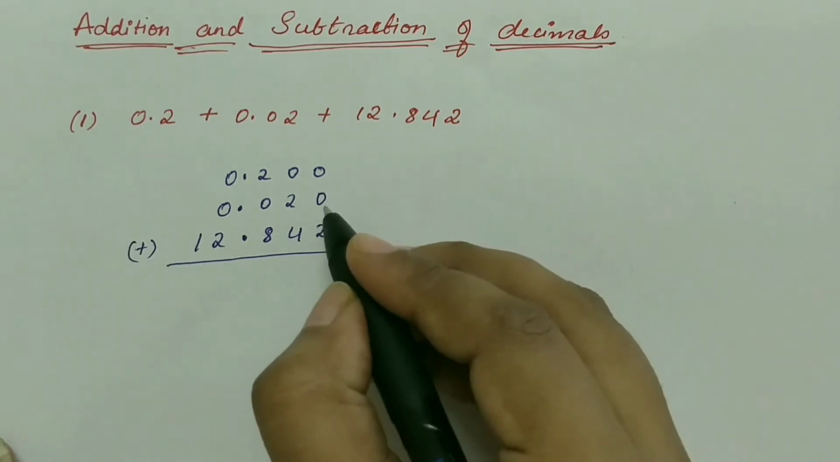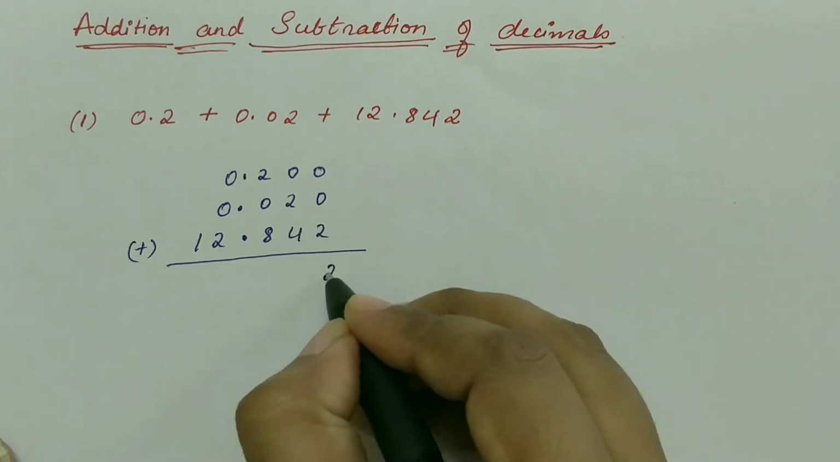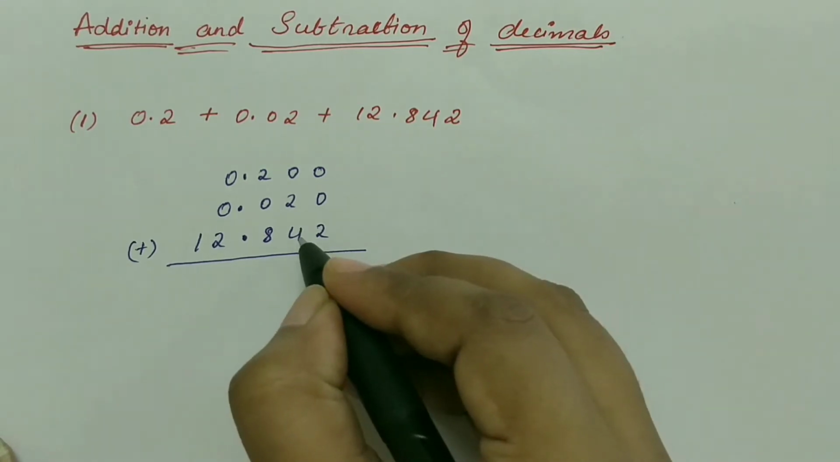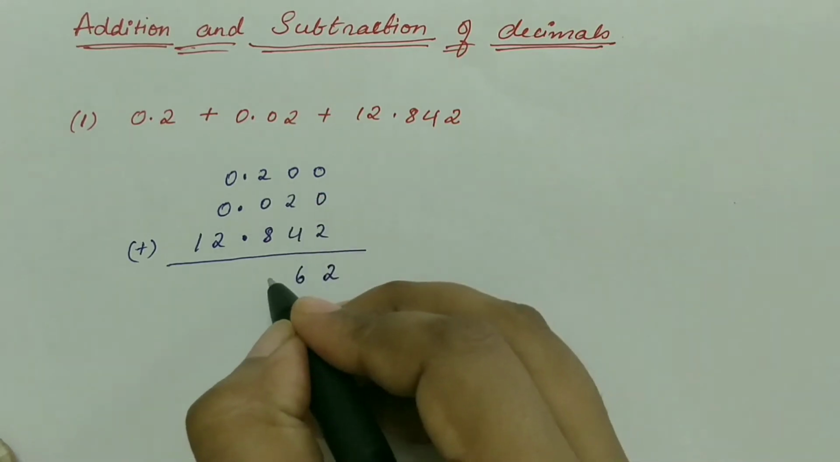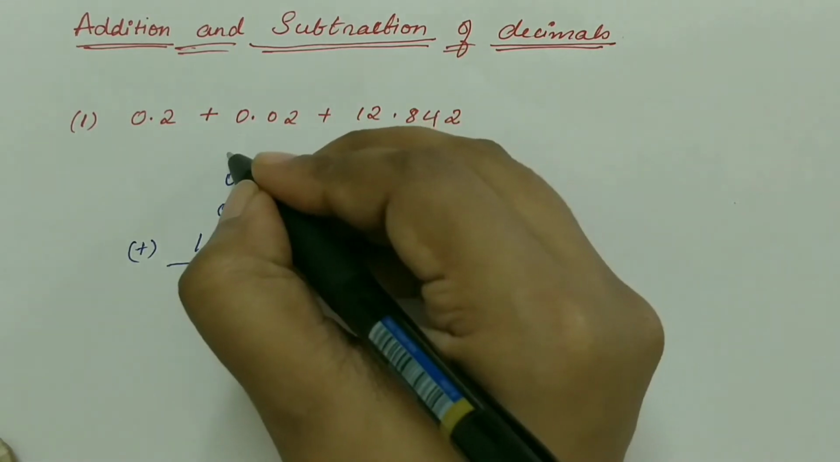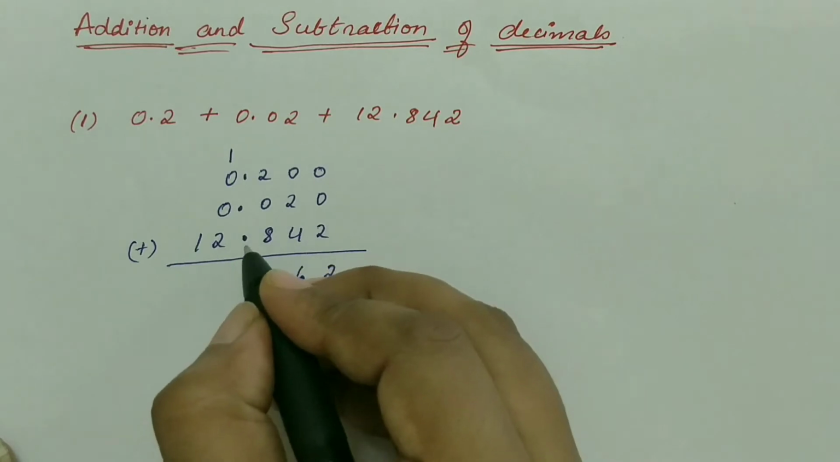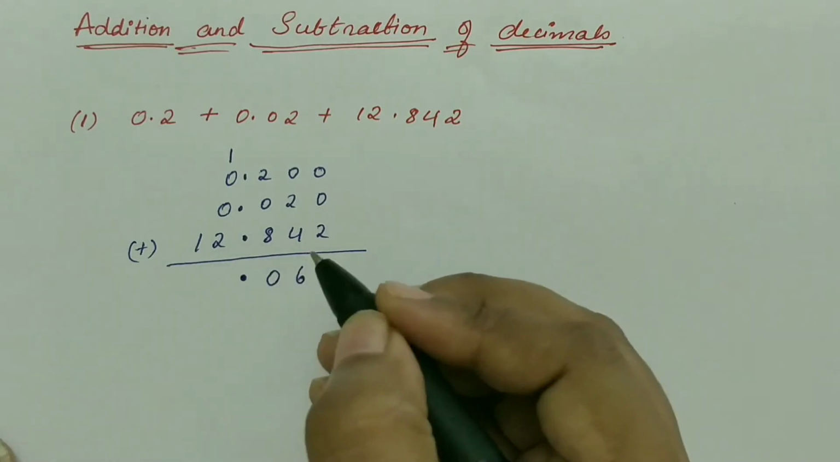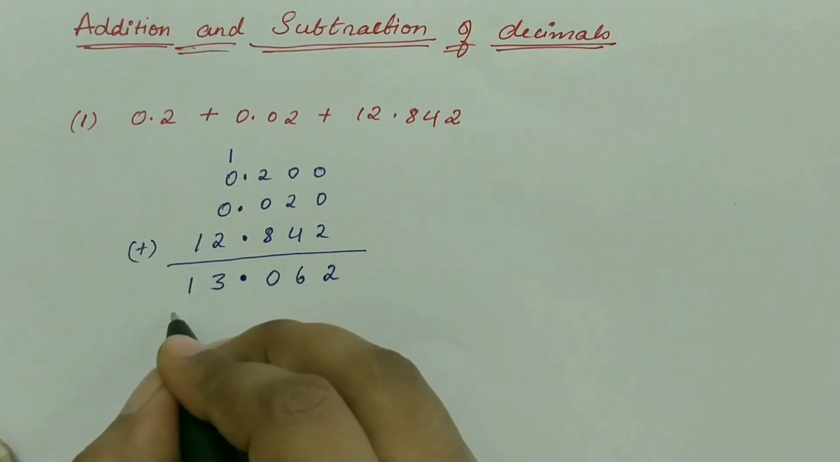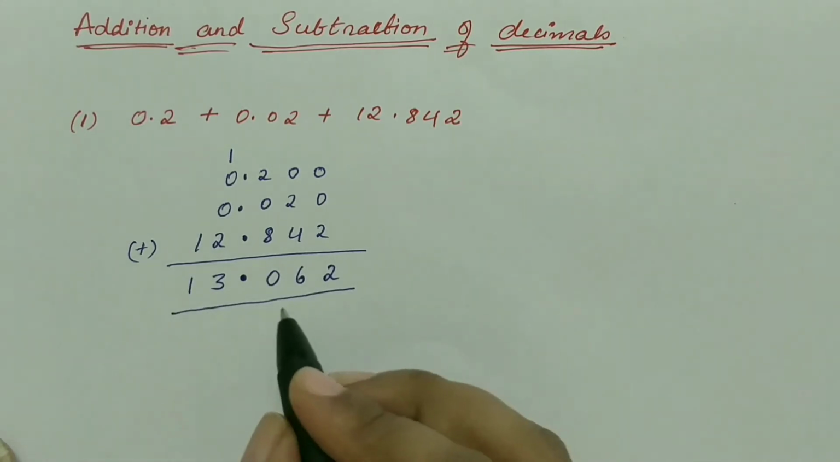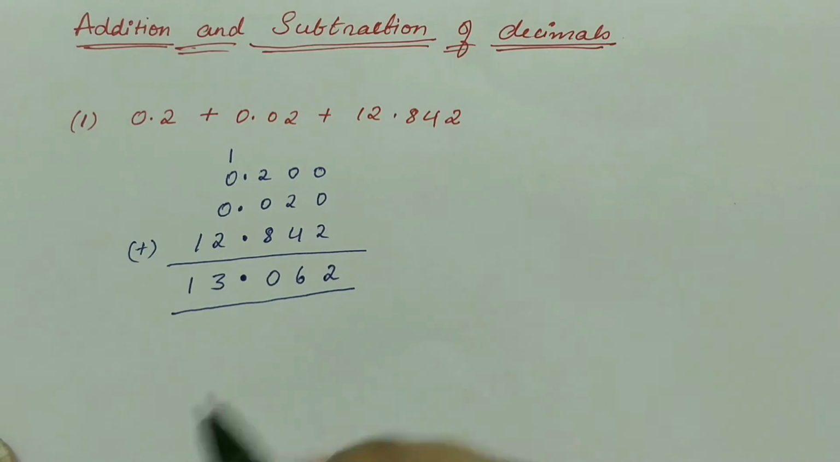Addition. 0 plus 0 plus 2 equal to 2. 4 plus 2 equal to 6. 8 plus 2 equal to 10. 0 and put 1 here. And bring down the decimal point. 2 plus 1, 3 and 1. So it is equal to 13.062.